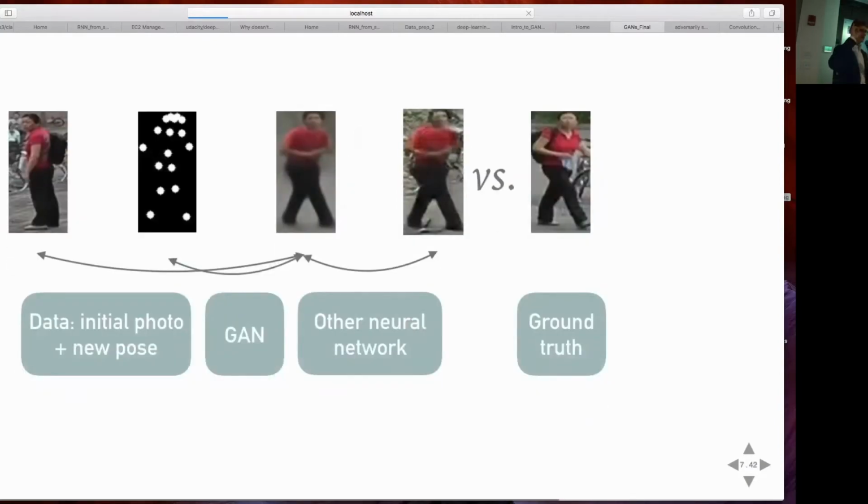It turns out this actually works in natural settings, not just a model with a white background. So here's this woman wearing a backpack. Here's the pose that they were trying to generate. The GAN generated that. And the neural network that was trained to sharpen images generated that. And here we have the ground truth.